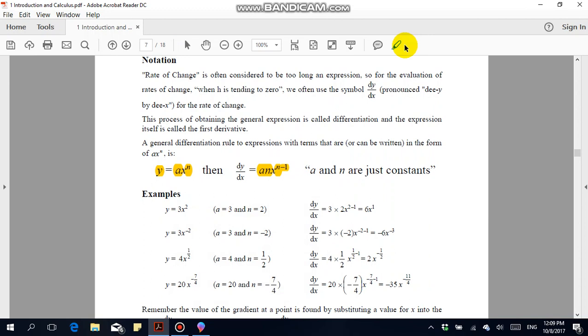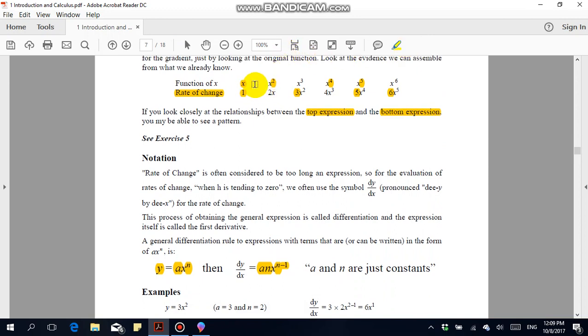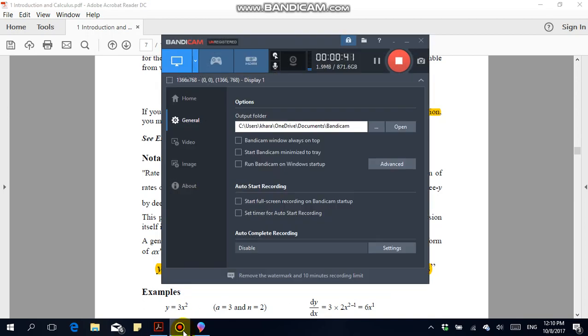But basically, this is what differentiation is. Differentiation is when you apply the formula that I told you, where you multiply the power of that particular x variable with itself and you subtract the power by 1. And if x is already being multiplied by something, let's say that multiple is a, then you multiply that power with a also, and then you subtract 1 from the power. a and n are just constants.